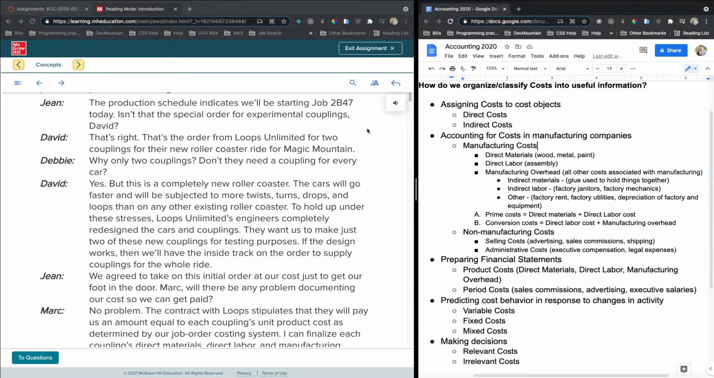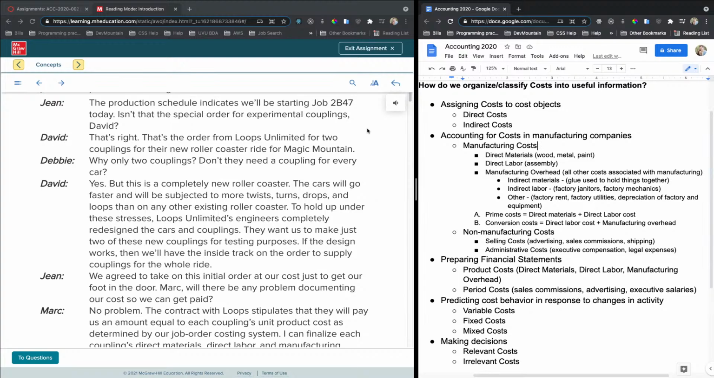The production schedule indicates we'll be starting job 2B47 today. Isn't that the special order for experimental couplings, David? That's right. That's the order from Loops Unlimited for two couplings for their new roller coaster ride for Magic Mountain. Why only two couplings? Don't they need a coupling for every car?